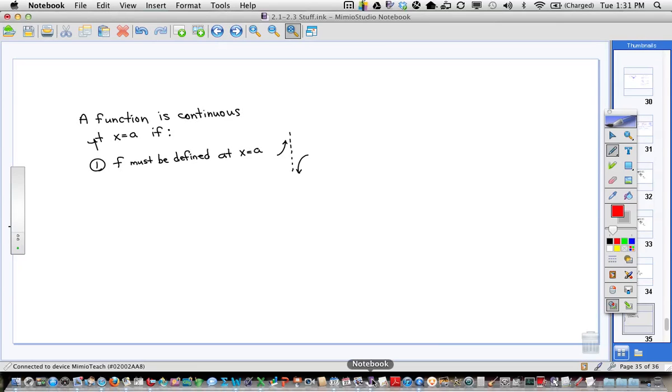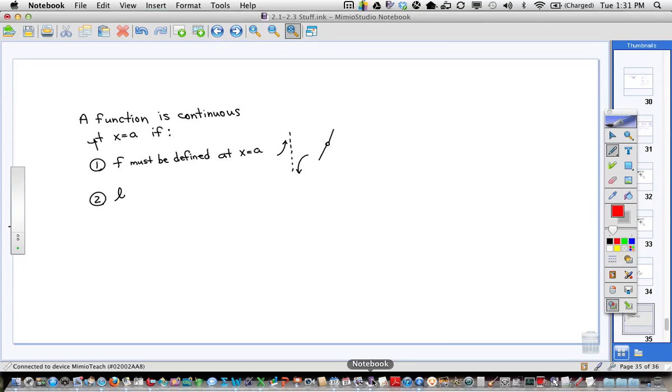Where else, what kind of graph could have no output there? What about a hole in the graph? Right? There's a hole in the graph. Now, there couldn't be another dot somewhere, right? There would have to be just a hole, and there's no value there. Okay, so those would be the 2 examples for that. Clearly, if that happened, then it would be discontinuous, right? So the function must be defined. It must have an output.